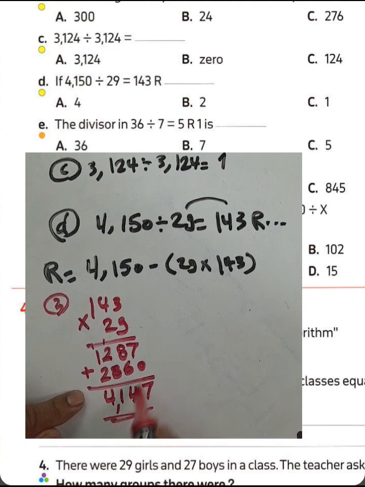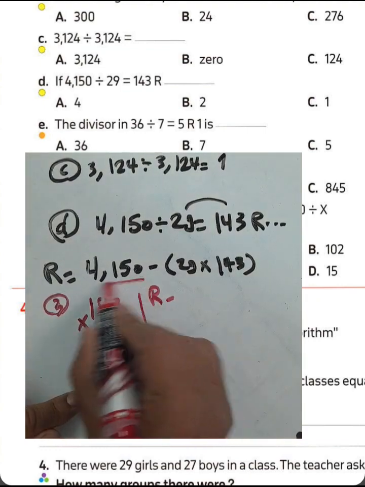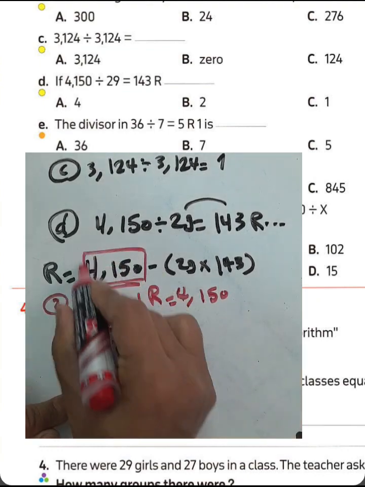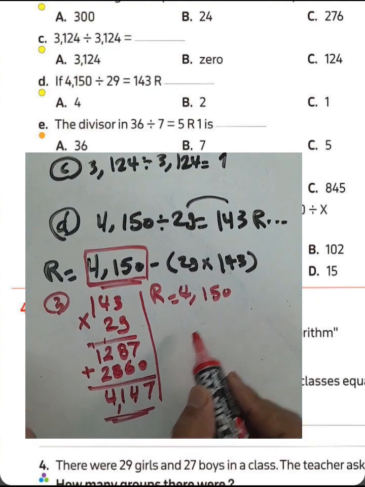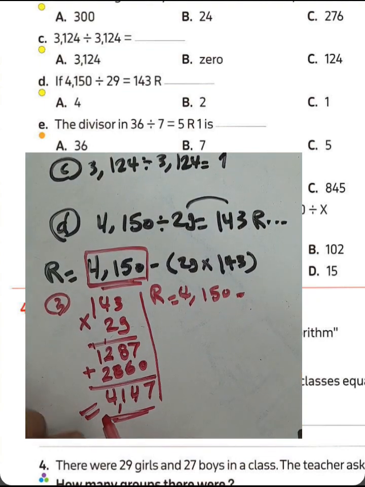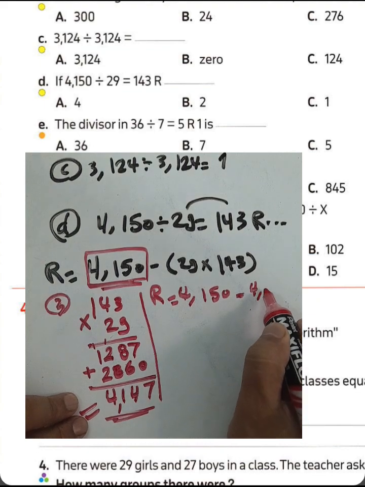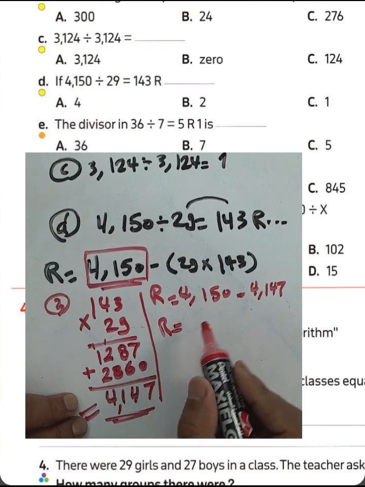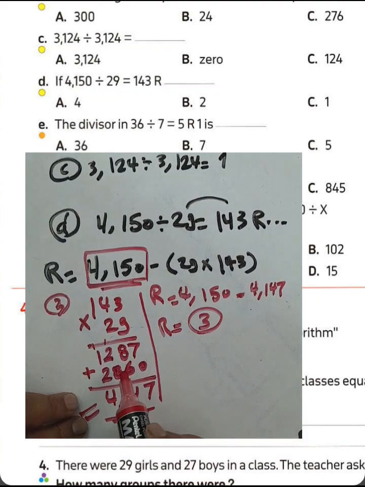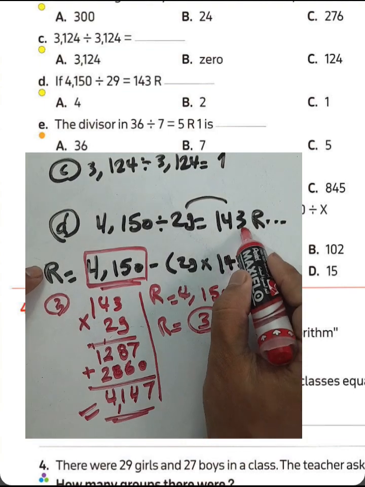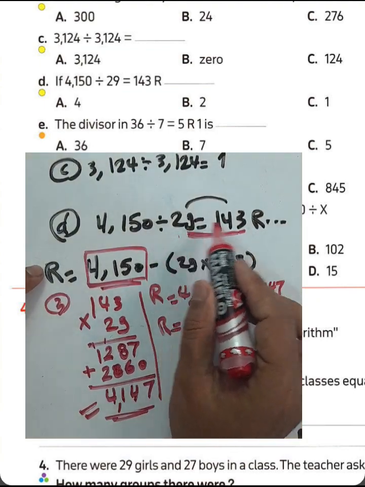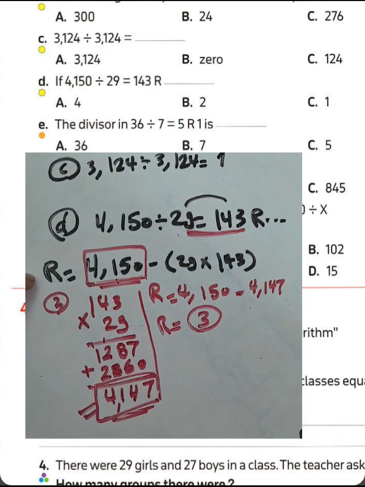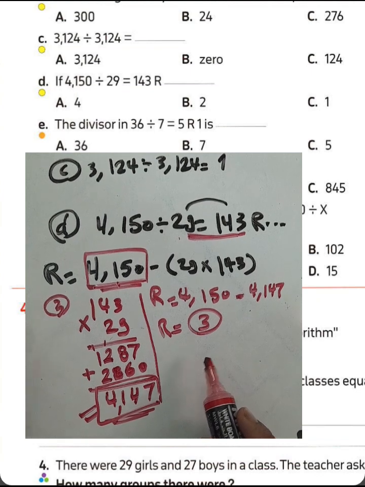So what will the difference be? To get the remainder, you write 4,150, the dividend, and subtract the result, 4,147, to find the remainder. The remainder will be 3. Again, to find the remainder, you must find the multiplication between the divisor and the quotient and subtract the result from the dividend. So the remainder here equals 3.